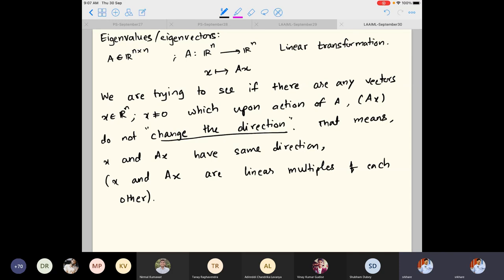Of course you want a non-zero x, because if x is equal to 0, then 0 will always get mapped to 0 under a linear transformation, and there is nothing you can do about it. So x equal to 0 obviously is not a special vector. But if non-zero vectors exhibit this property, then this type of vector is really very useful. Such a vector x in Rn, specifically x not equal to 0, is called an eigenvector.